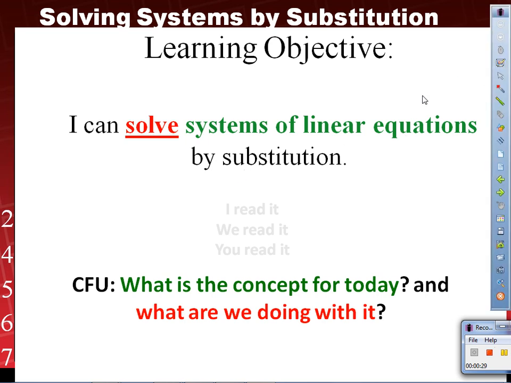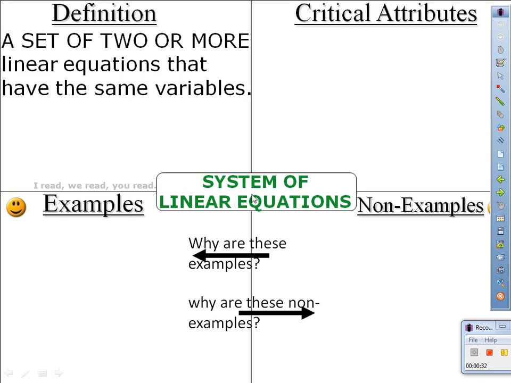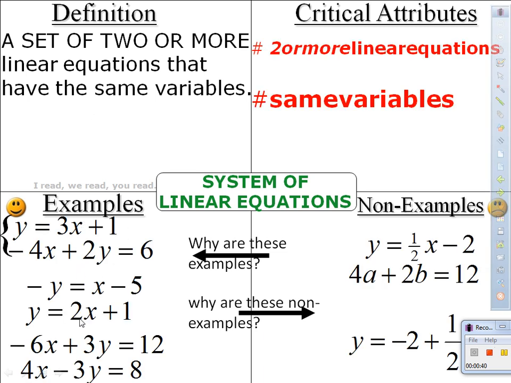So, do we need a Frayer model? No. Let me show you the Frayer model so that you remember what systems of equations are. What are systems of linear equations? A set of two or more linear equations with the same variables. I gave you guys examples: two or more equations with the same variables.